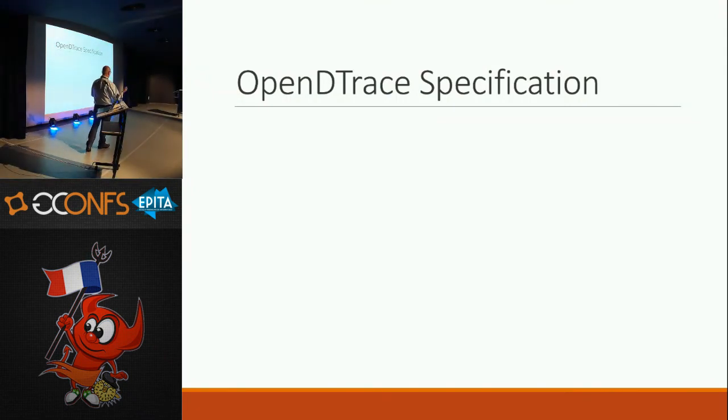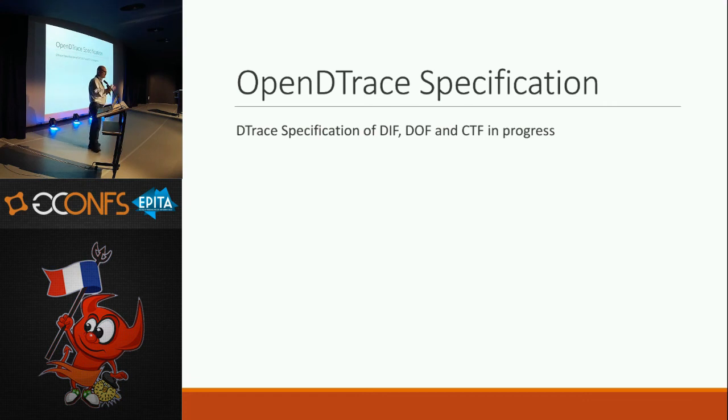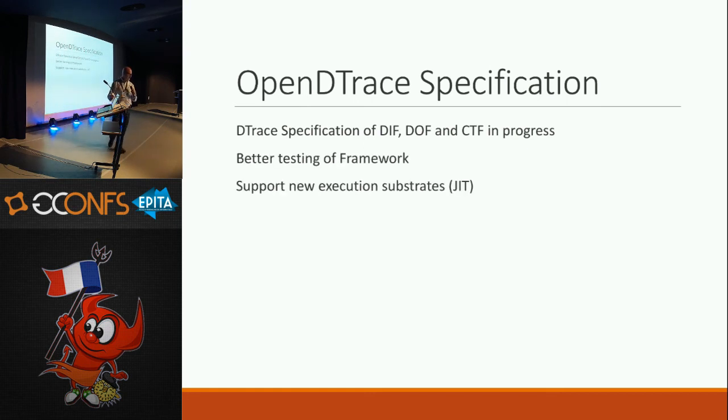So I mentioned earlier the specification. I know, room full of programmers, nobody wants to write documentation, but it turns out to be really useful. So what are we specifying? DIF, DOF, and CTF. These are sort of the three major components. The data structures, the things that make DTrace go as a system. We're improving the testing framework. We're supporting new execution substrates like the JIT. That's why we write the specs, so you can actually figure out how to write the JITs. It makes it easier to do future extensions.